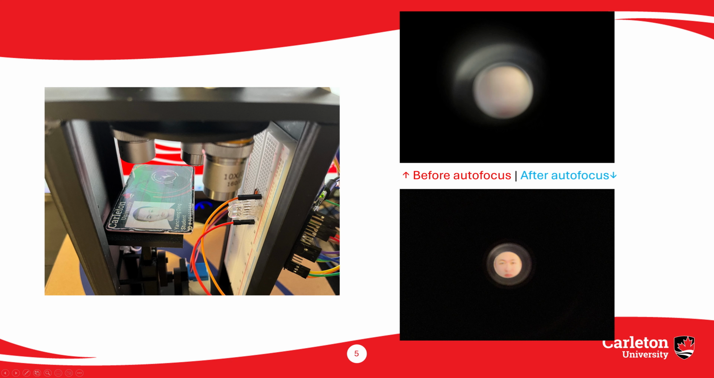So this is an example of me taking a picture of my student ID. As you can see, the upper image is very blurred. You can see barely anything in there. But after autofocus, you can clearly see my face on the student ID. That is how the autofocus works for images.